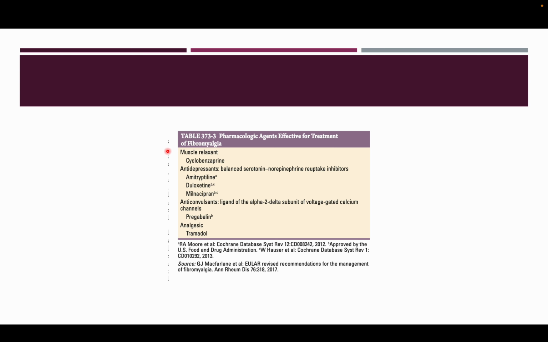So how do we treat? Muscle relaxants like cyclobenzaprine, we try amitriptyline, duloxetine, and these can be tried. The antidepressants are not commonly used. You can try analgesics, and pregabalin can also be used. Most commonly you give duloxetine or amitriptyline. So these are the things. Muscle relaxant, cyclobenzaprine, also can be used.